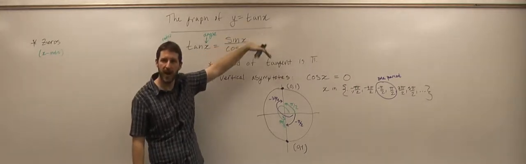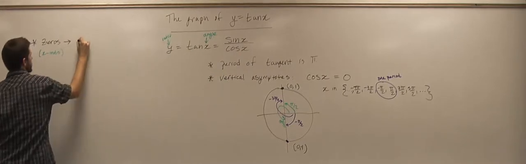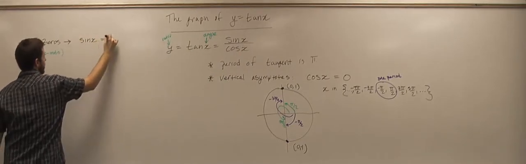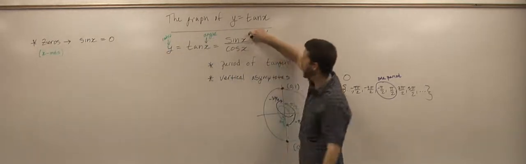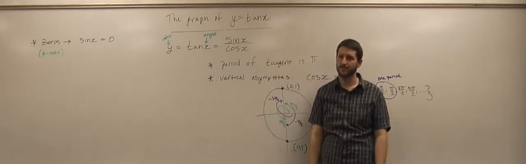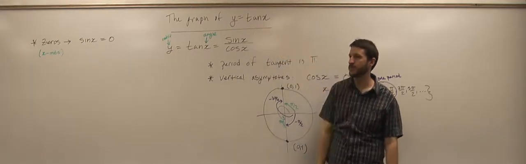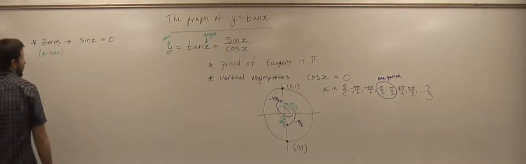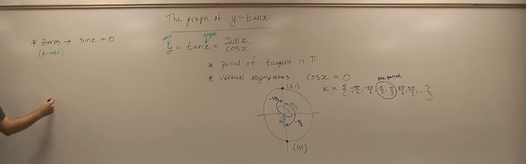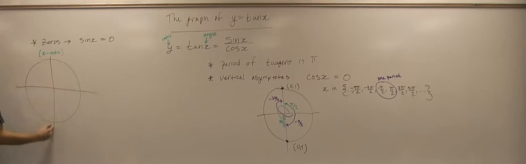But in order for this whole fraction to be equal to 0, you have to make sine, the top, equal to 0. Right, the bottom gives you asymptotes, the top gives you x-intercepts. The only way a fraction can be 0 is if the top is 0. So to get the zeros, you have to solve this equation. Where's sine equal to 0? That's where your y values are 0 on the unit circle.